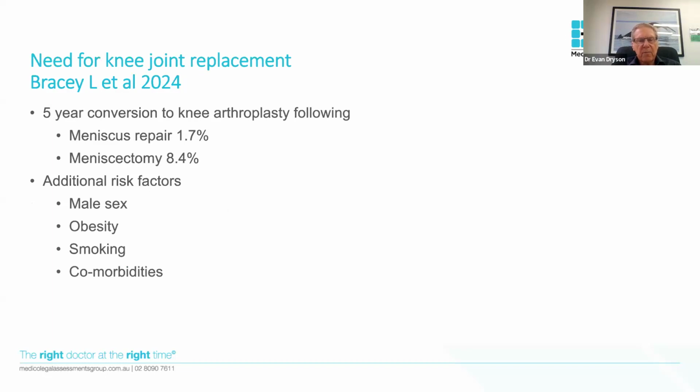What else can you do for meniscal tears, particularly after osteoarthritis sets in? Well, it's the total knee joint replacement. Bracey and colleagues in 2024 looked at the outcome of knee arthroscopy following both meniscus repair and meniscectomy. Only 1.7% required to proceed to arthroplasty after repair. After meniscectomy, 8.4% needed to proceed to arthroplasty, arthroplasty meaning the joint replacement. So something like 4 times as many subjects required knee replacement after meniscectomy as they did after a meniscal repair.